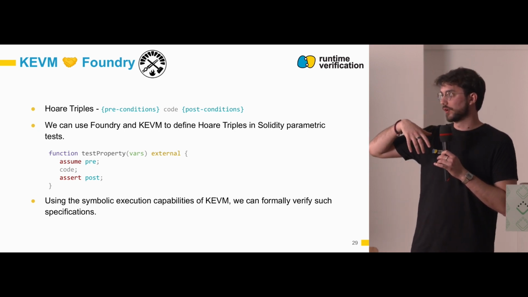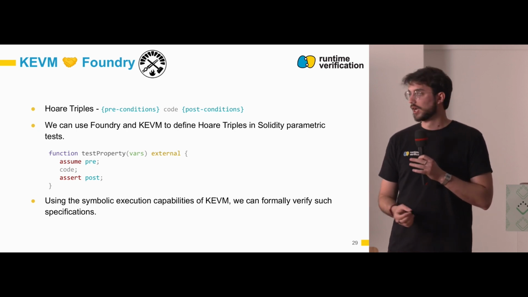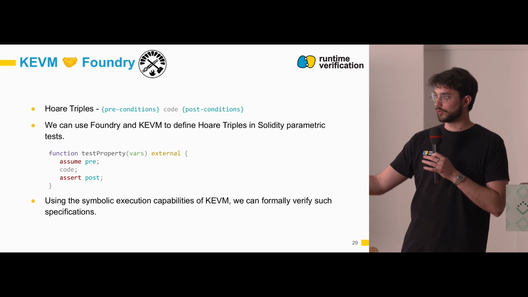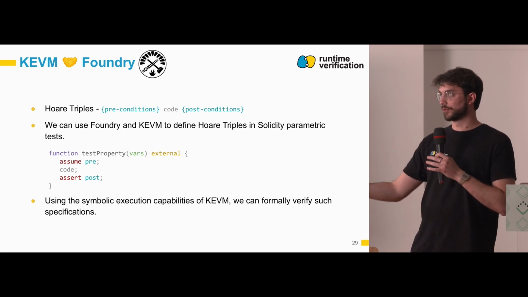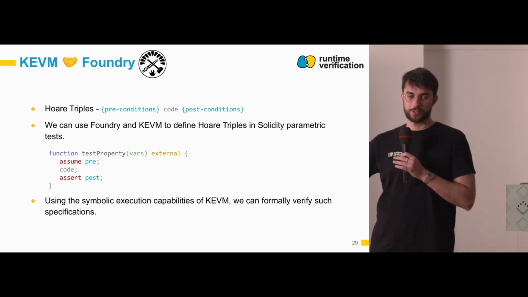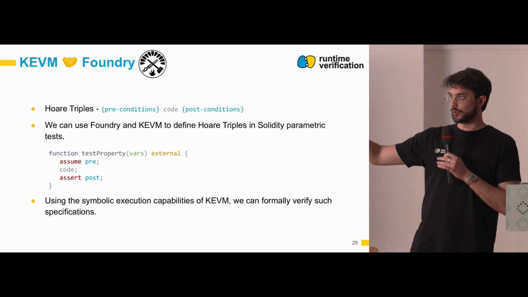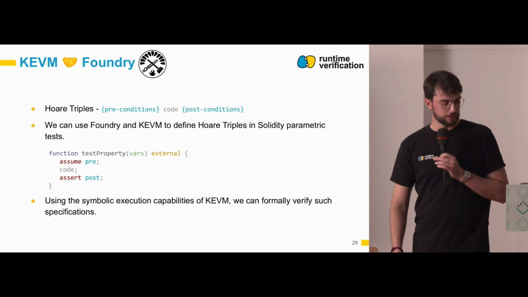Then you are initiating what's the pre-state of your execution. What are your assumptions on how the state is? Then you execute your code, and then you assert some postconditions. And basically, what KEVM will do if you symbolically execute this test is guarantee that anytime you have these preconditions and you execute the code, you will always end up in this post state.